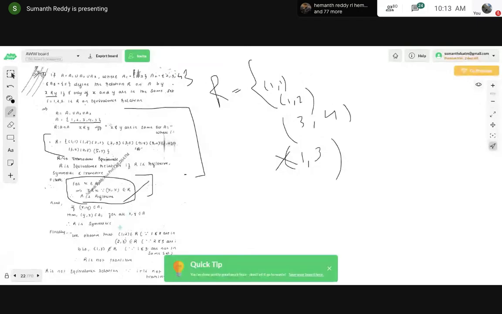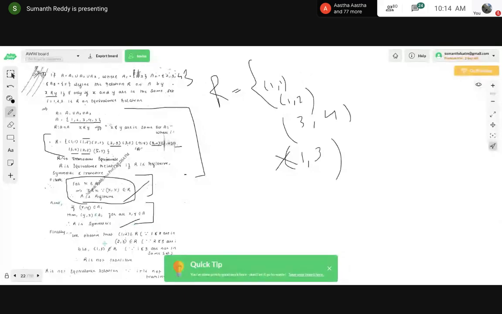Next, I need to check whether it is symmetric or not. You can just look at the ordered pairs. I have 1 comma 2 here. Do I have 2 comma 1? Yes, obviously I have. I have 2 comma 3 here. Do I have 3 comma 2? Yes, I have 3 comma 2. I have 4 comma 3. Do I have 3 comma 4? Yes, I have. Since everything is satisfied, this relation is symmetric also.